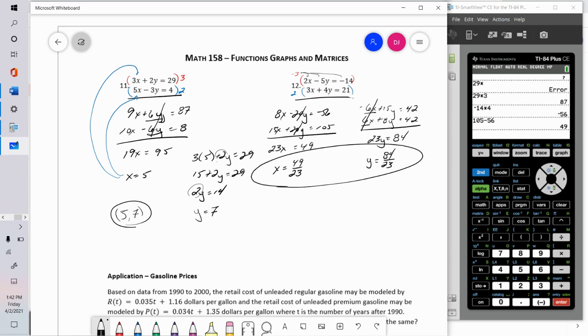So there is my solution. I can either write it as x equals 49 over 23 and y equals 84 over 23, or the point 49/23, 84/23. And there's my solution. Okay, so that was a little bit more fun. I don't think it's that bad. I mean, I get the fractions, which scared me at first.